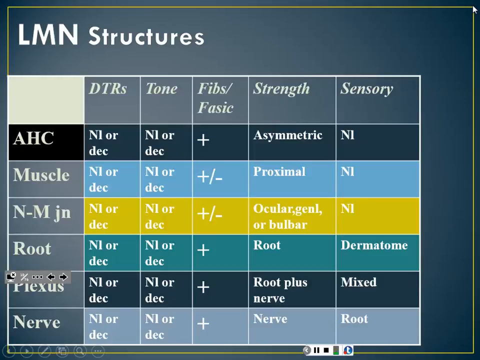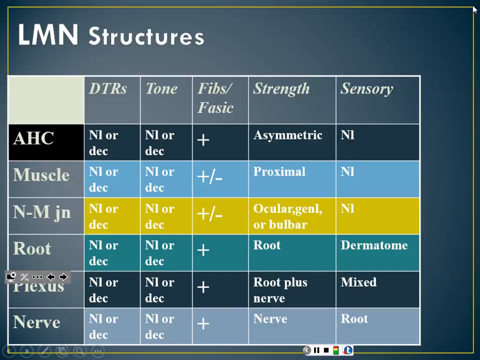Now, this is a very important graph, and I know you've seen this before because you had it in first year, in anatomy. This is how we differentiate the 6 components of lower motor neuron. The first thing, DTRs: because they're lower motor neuron structures, what is it going to tend to be? All of them can be decreased or normal. We look at tone. It's going to be normal or decreased. That does nothing more than tell you it's a lower motor neuron.